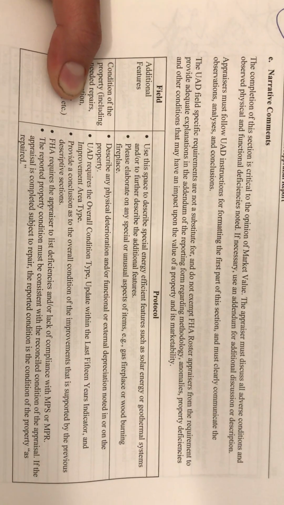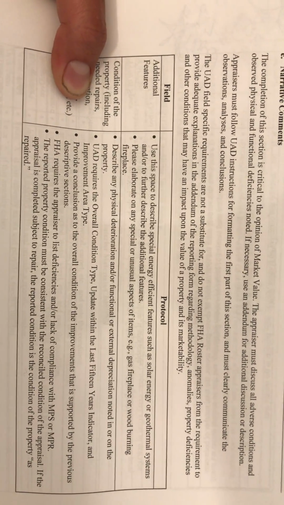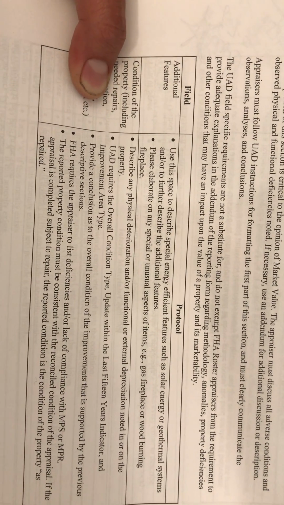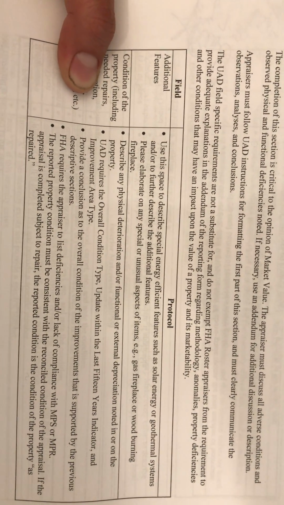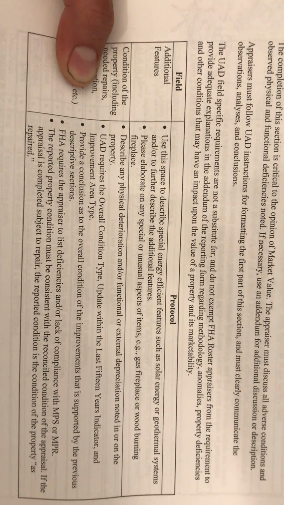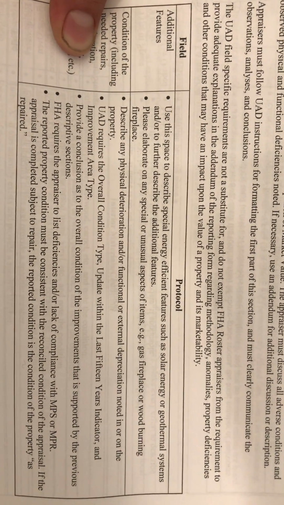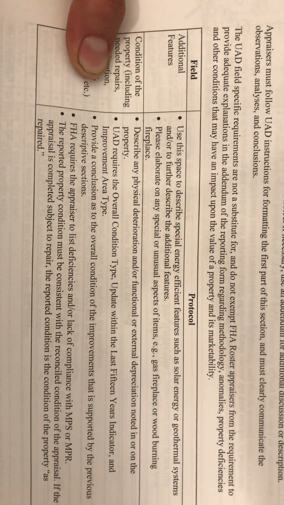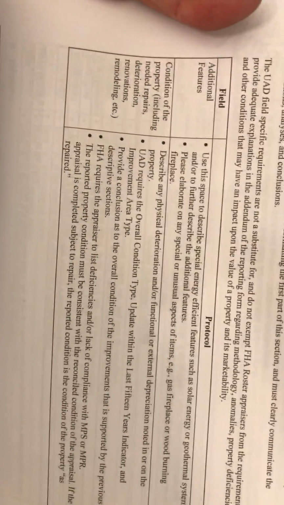Appraisers must follow UAD instructions for formatting the first part of this section and must clearly communicate the observations, analysis, and conclusions. The UAD field-specific requirements are not a substitute for and do not exempt FHA roster appraisers from the requirement to provide adequate explanations in the addendum of the reporting form regarding methodology, anomalies, property deficiencies, and other conditions that may have an impact upon the value of a property and its marketability.